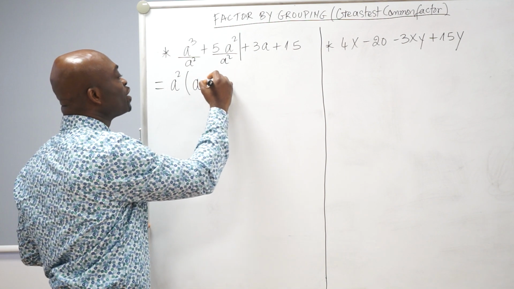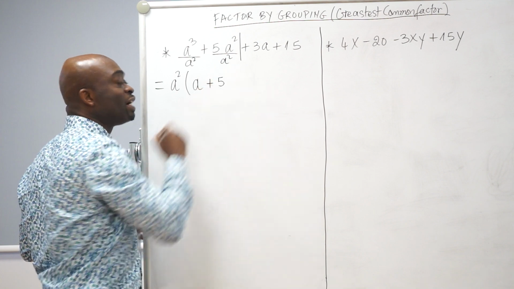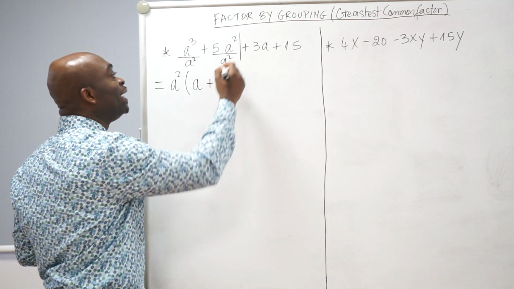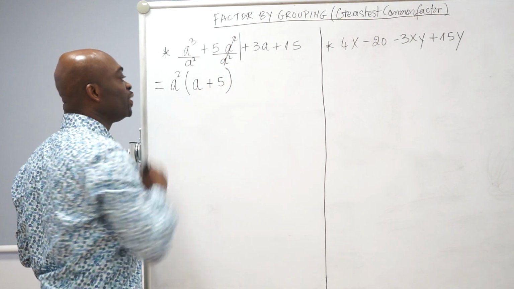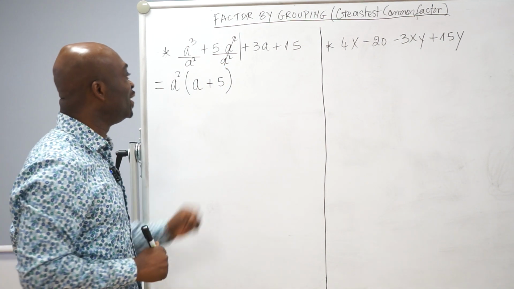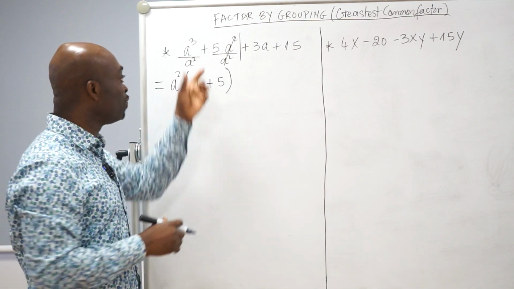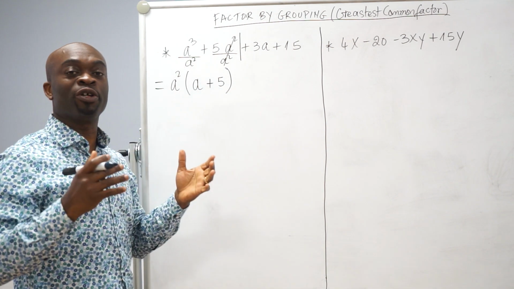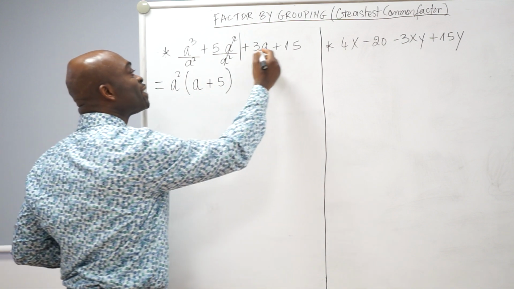So this is 1 here. So plus, we have 5 here. When you divide this one, you get 5 down here, correct? And then a squared, this is out. You end up with a plus 5. Are you guys with me so far? Good. Now, we go to the second group. So first group, second group. We're going to do the same thing, finding the greatest common factor. So what's the greatest common factor here?